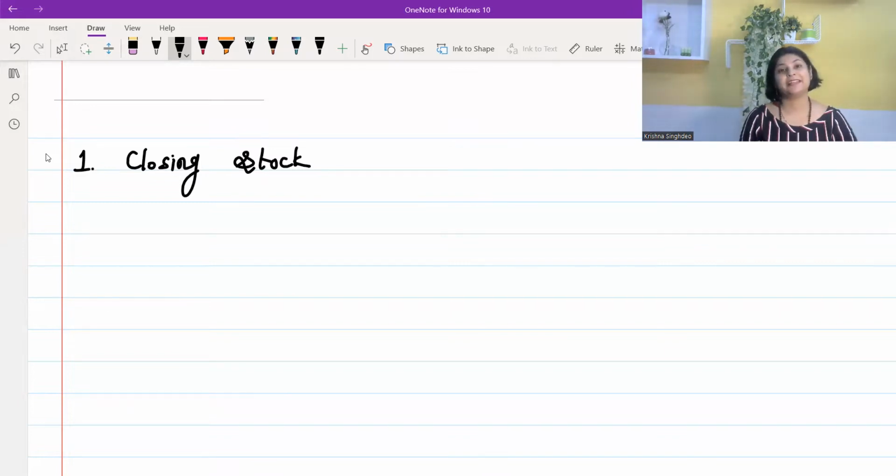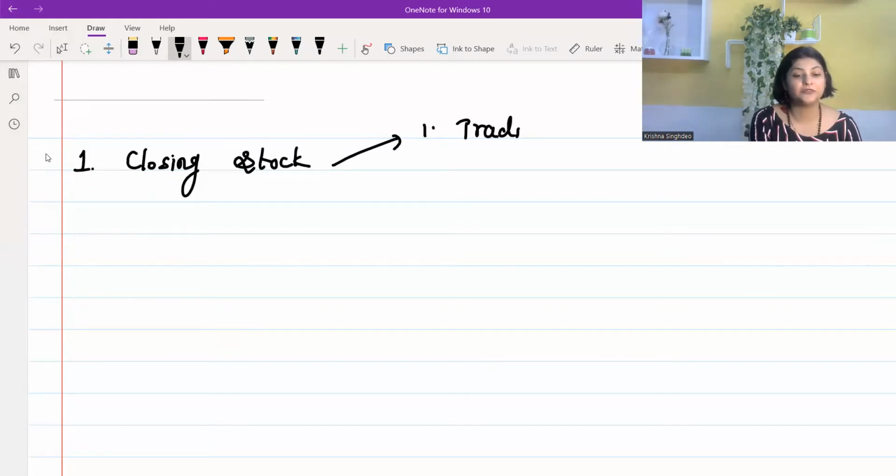So mostly we find this one as the first adjustment. The closing stock is given to us in the adjustment or additional information. Whenever the closing stock is given in the additional information, how do we deal with it? First thing, we will take it to the trading account. And which side of the trading account?